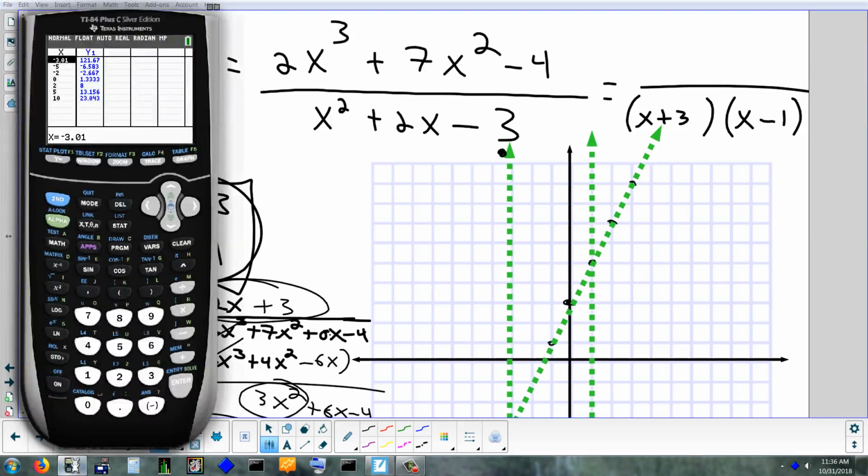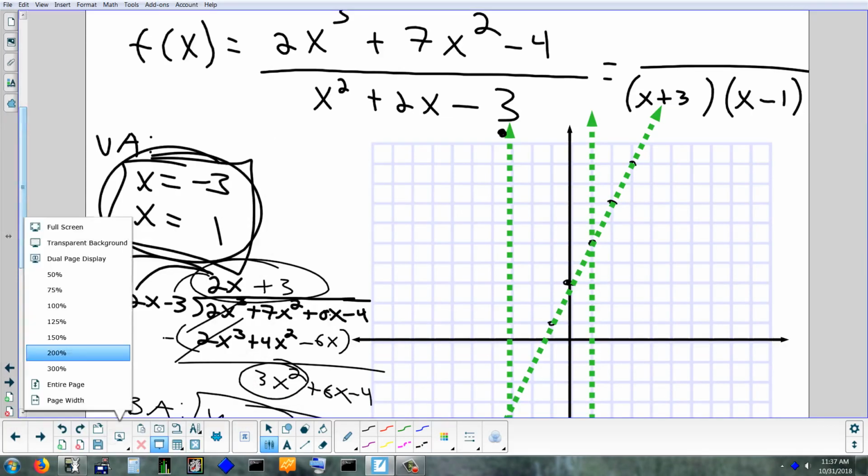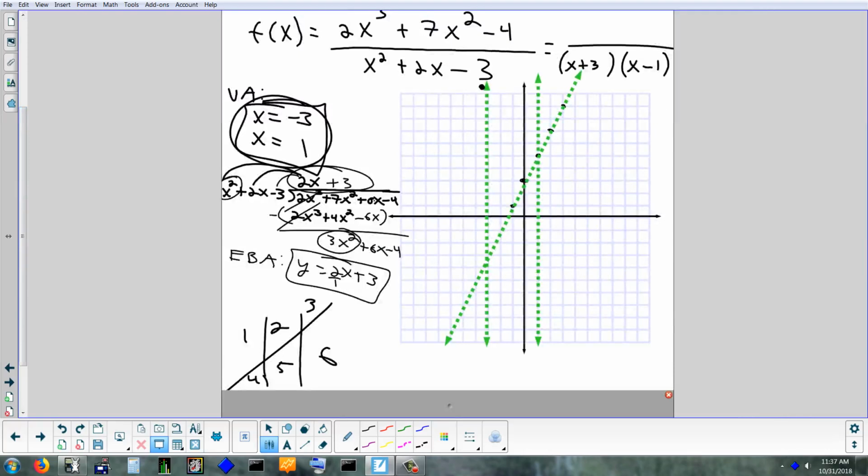Let's check a value bigger than negative 3. Negative 2.99. When I type in negative 2.99, I'm at negative 1200. That's way down. Right? So let's make this a little smaller. So way down here. All right. Let's try the next one. What's a value just a little smaller than 1?